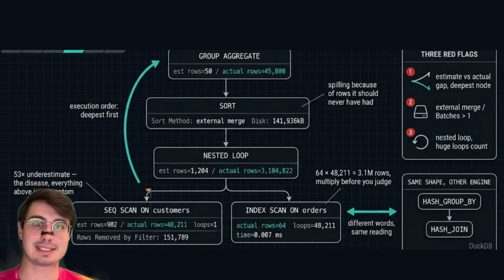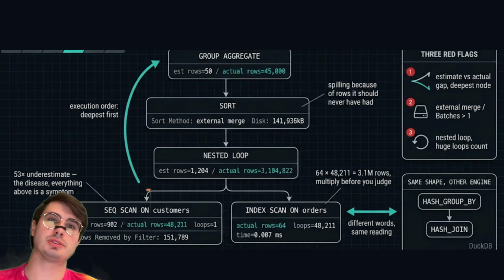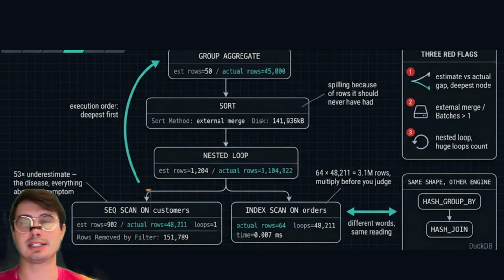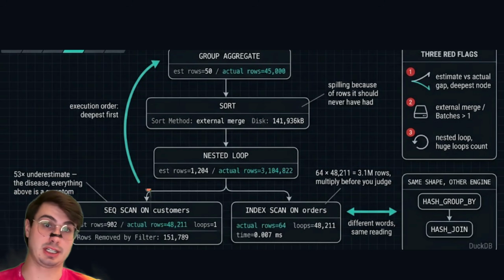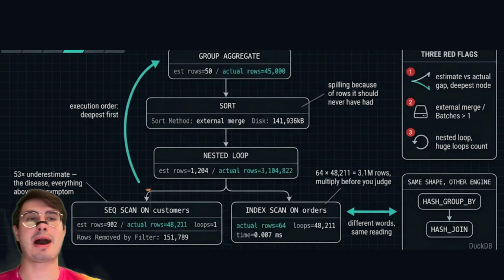Then rows equals is the estimate. And then actual rows equals is the truth. And this comparison is very important because it's going to tell you what is the actual true amount of rows you need to use. And then loops is how many times the node ran.